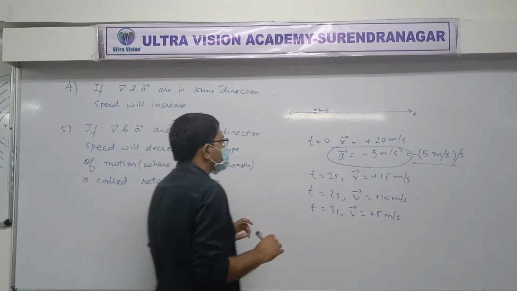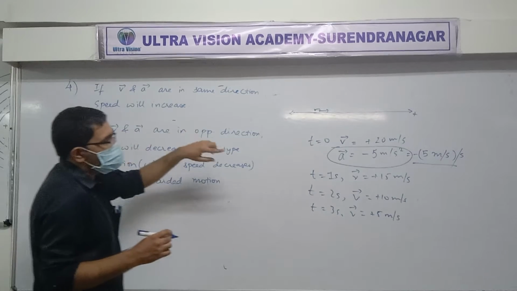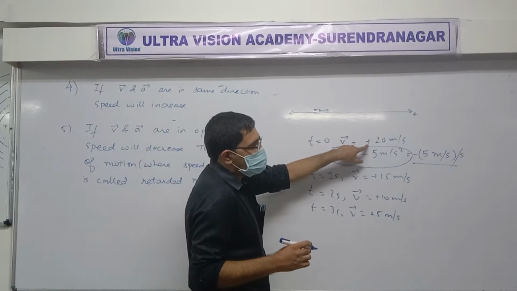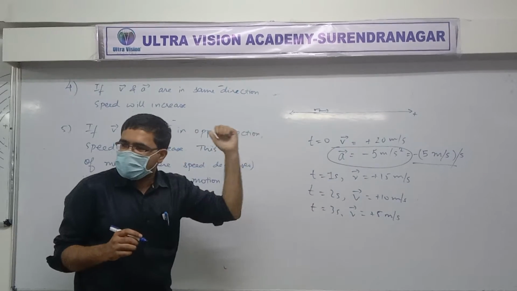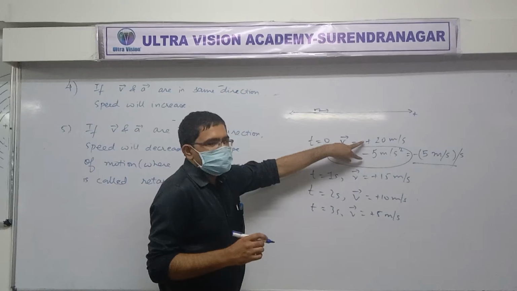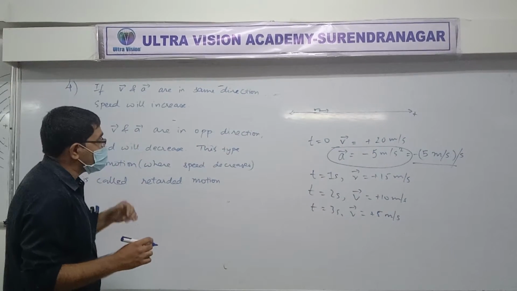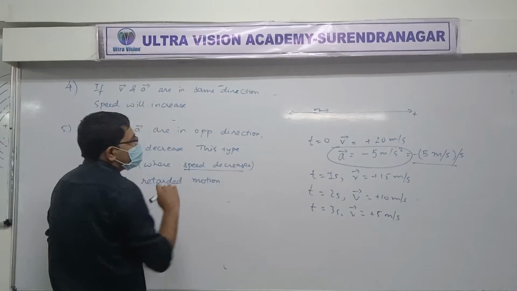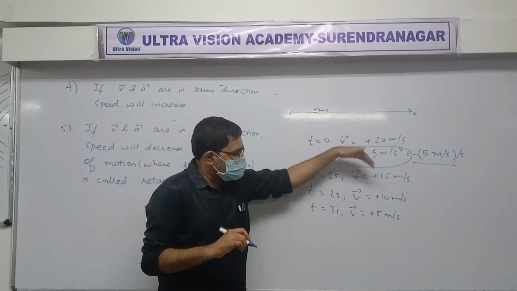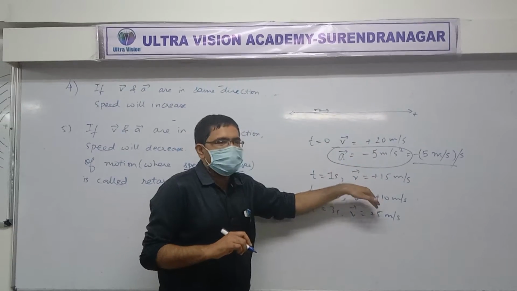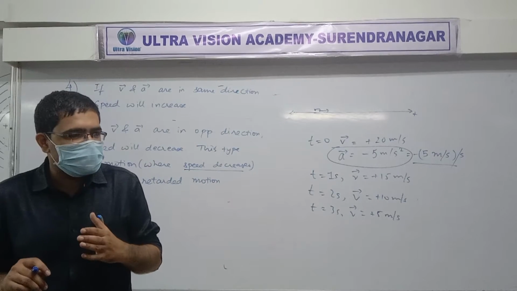Read this. If velocity and acceleration are in opposite directions, velocity is in which direction? Plus, positive. Acceleration is to the left side. So they are in opposite directions. That means there is retardation, or retarded motion, and that means the speed will be decreasing. Is the speed decreasing? Let's check. First it would be 20, then 15, then 10, then 5. Yes, the speed is decreasing.